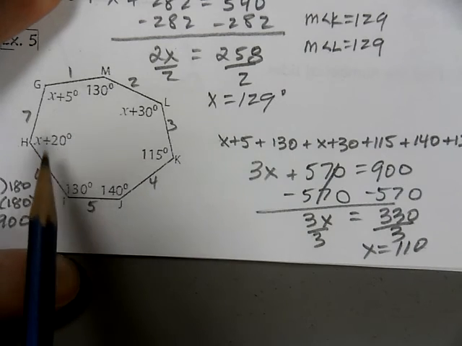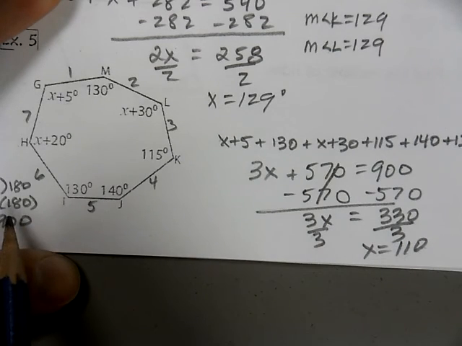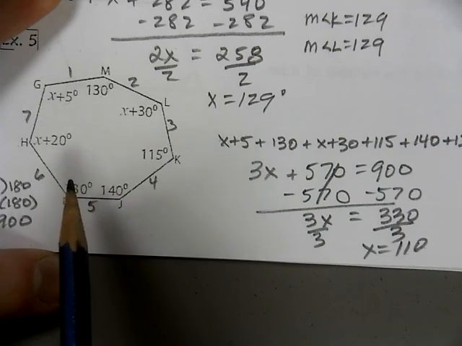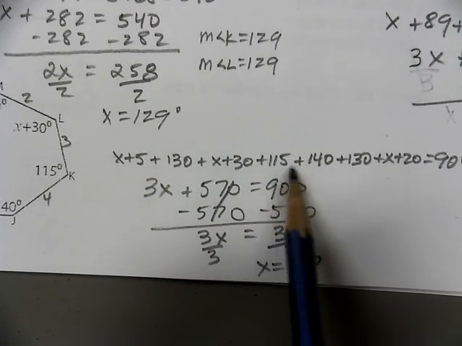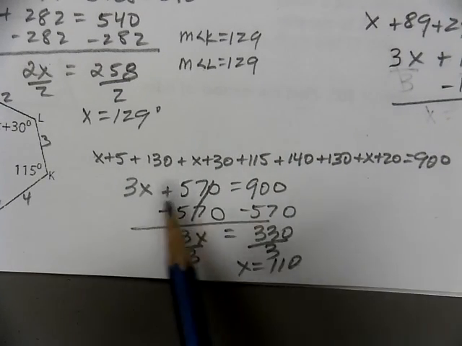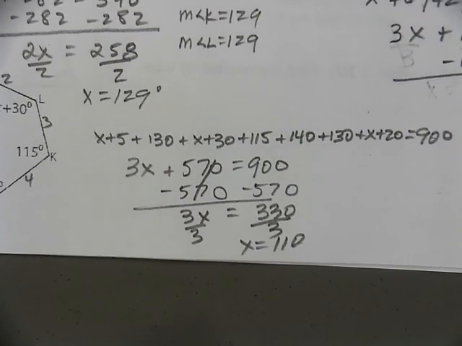First thing we needed to do is figure out the sum of the interior angles. It's different for whatever size shape that you're working with. And then you add them all up, equal them to the amount of the interior angles, collect your like terms, solve for x. Alright, enjoy everyone.